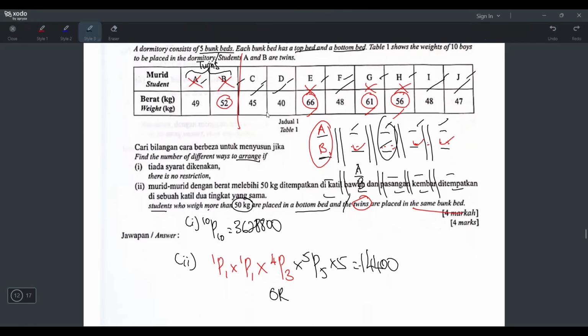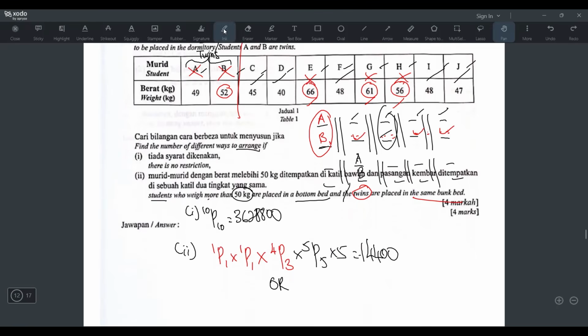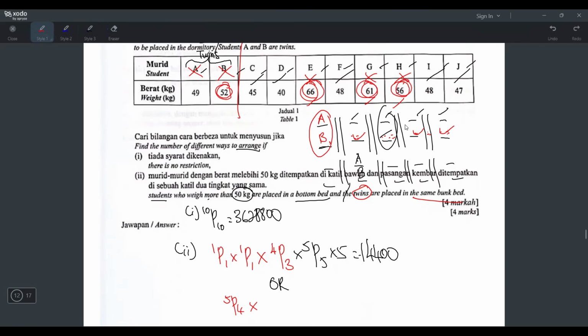So I write here, or. Another way to do this is like this. You remember just now they say more than 50 are placed in the bottom, right? So how many bottom beds are there? 1, 2, 3, 4, 5. But how many students are more than 50? Only 4, right? So you can do 5P4, because there are 5 bottom beds, but these 4 have to be arranged in these 5 bottom beds. So it's 5P4, right? But assuming that these 4 beds are already filled with all these 4 people, you are left with 1, 2, 3, 4, 5, 6.